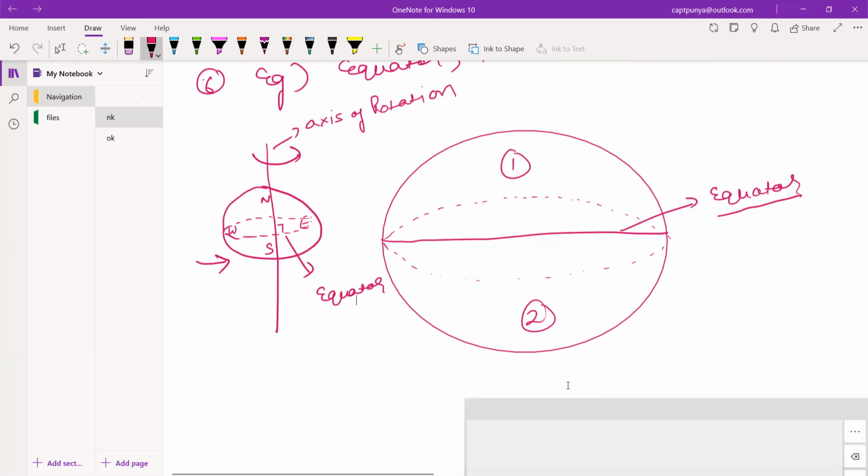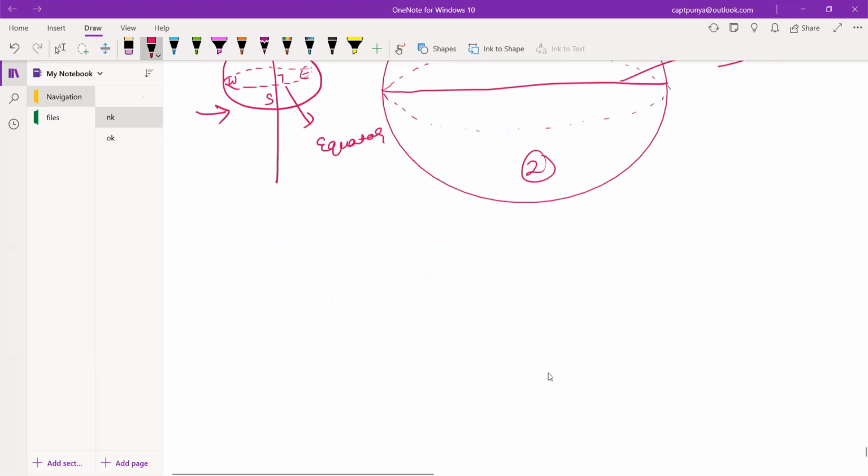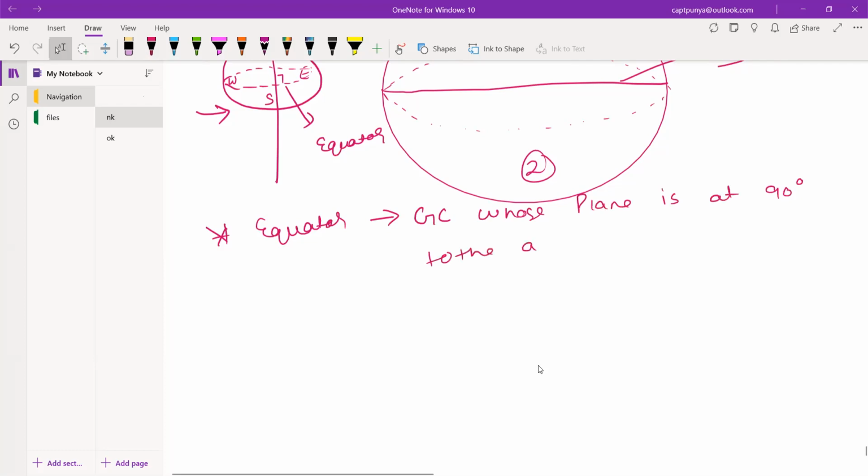Let me just write it down for you here. The equator you can define as a great circle whose plane is at 90 degrees to the axis of rotation of the earth.